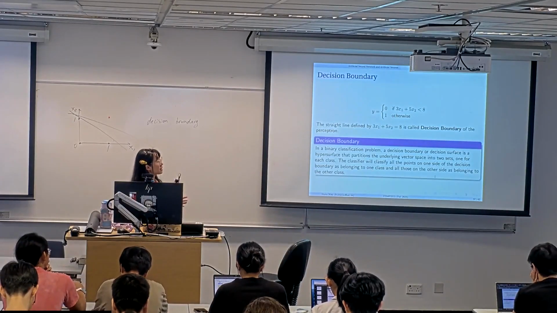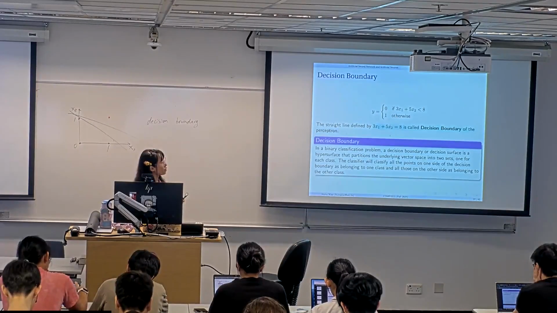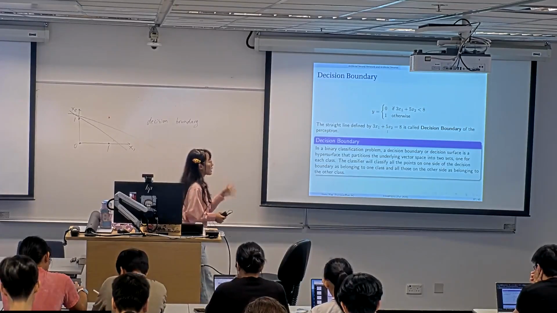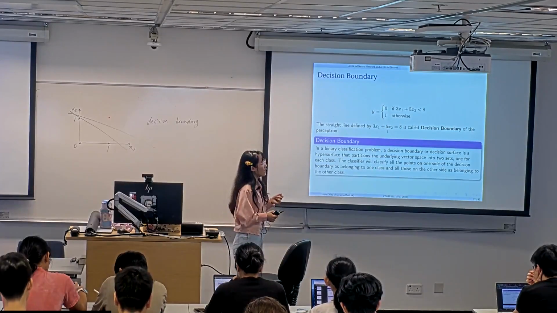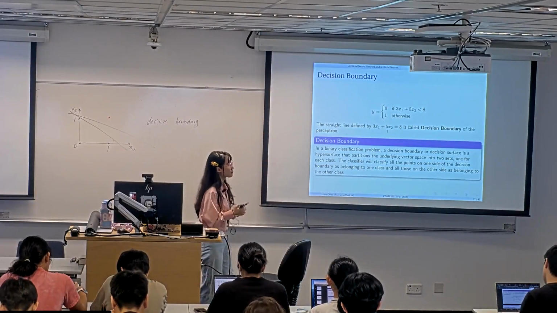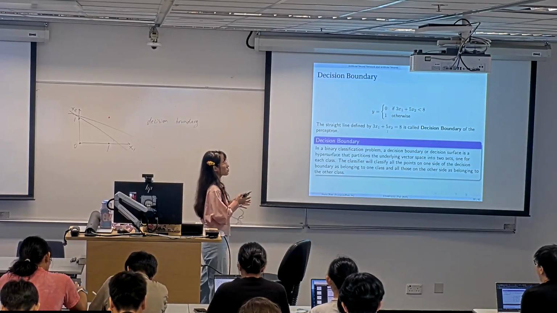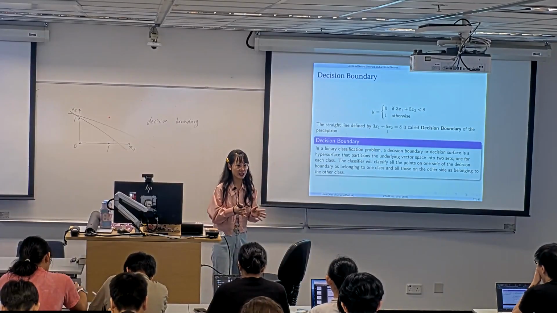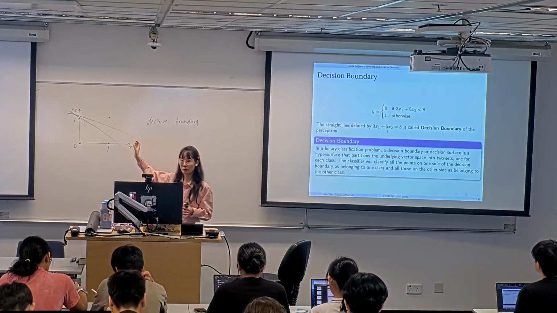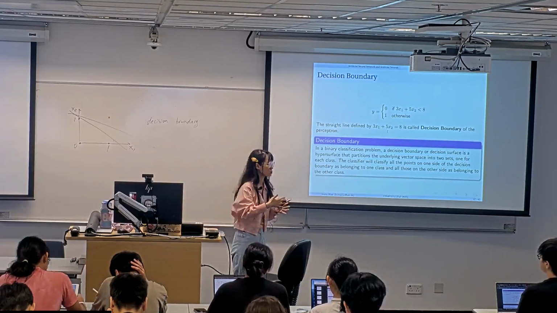So the straight line defined by this is called the decision boundary of the perceptron. By definition, in a binary classification problem, a decision boundary, or sometimes decision surface, is a hypersurface that partitions the underlying vector space into 2 sets, one for each class. Like here, the 2 straight lines are decision boundaries.